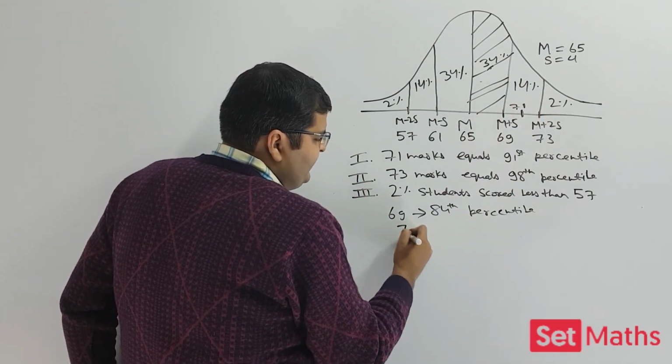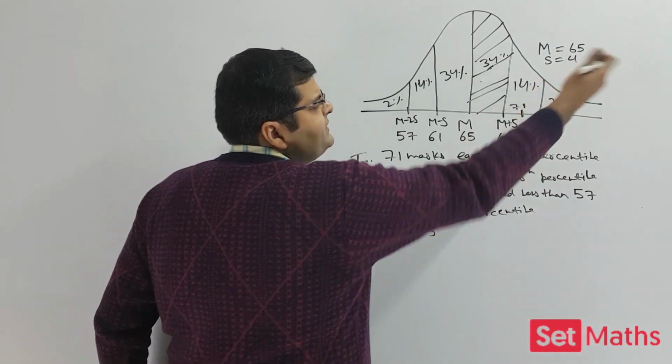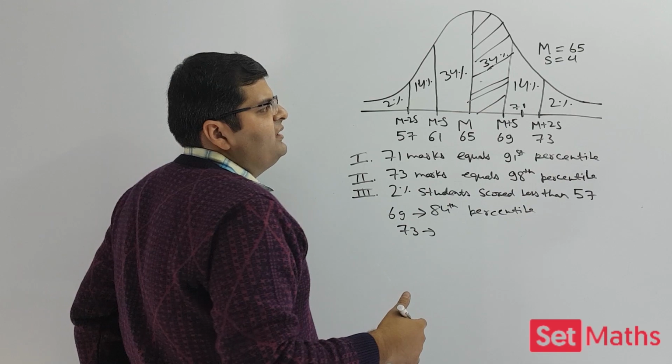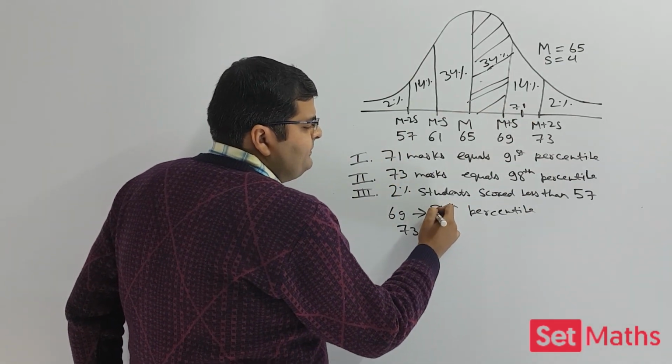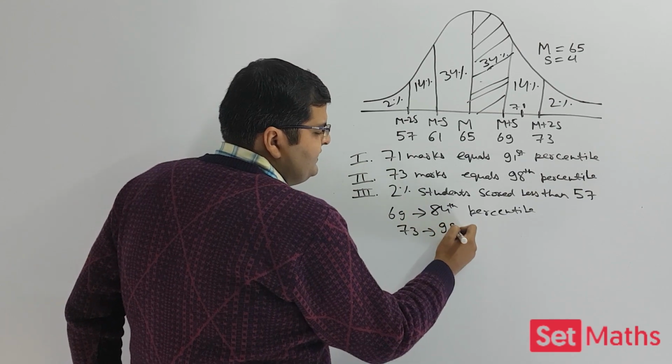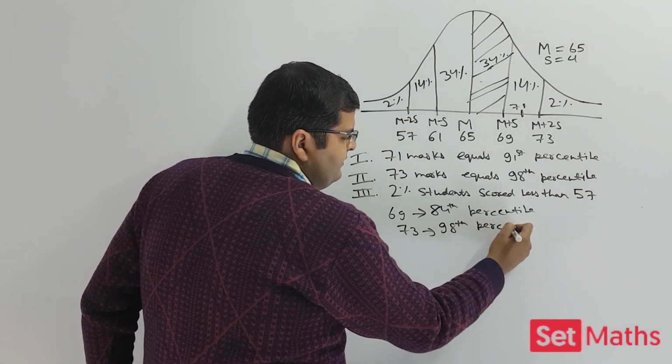Now similarly 73, if you look at 73, 2% of people are scoring more than 73. So that means 98% people score less than 73. So 73 is 98th percentile.